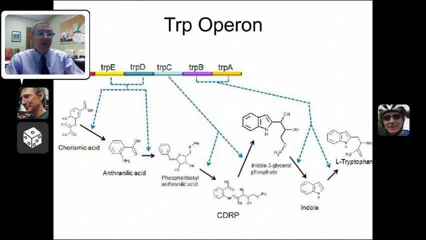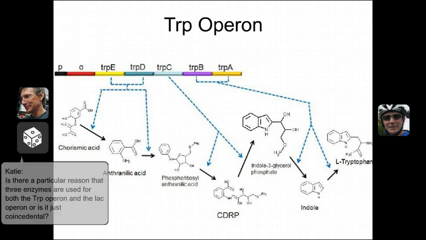Well, first of all, the organism regulates the transcription of the trp operon by a negative control mechanism, similar to what happens in the lac operon.